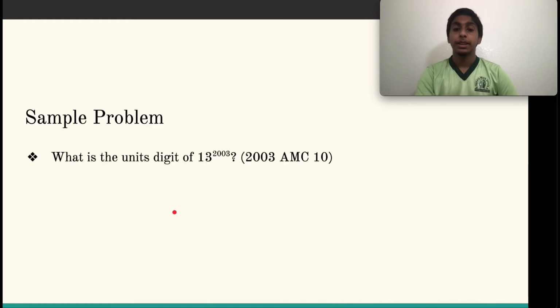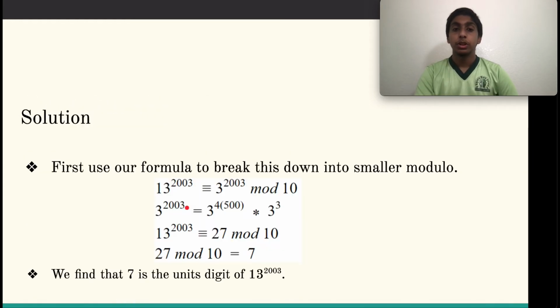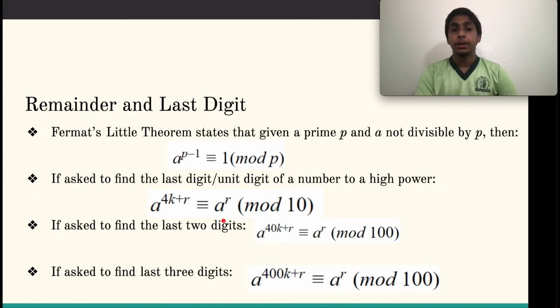So now we have to break it down using our form. Our form here was 4k plus r. So we could break this down into 4 times 500, so 4 times k, where k is 500, and 3 to the power 3. 3 is your r. Remember, we just broke this down into this form. And then what did they say back here? They said it's simply equal to this r.